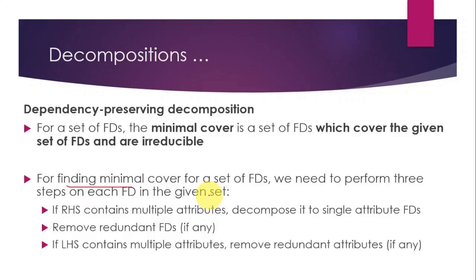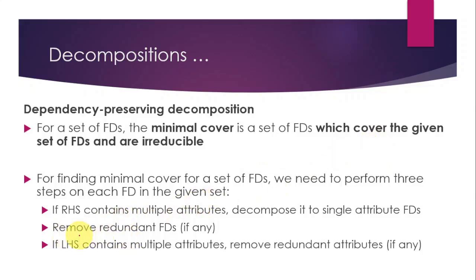There are three steps. The first one is: if the RHS of the FD contains multiple attributes, you should decompose it into single attribute FDs. That means if you have an FD like A to BC, you should convert this into A to B, A to C. Very simple thing. Just decompose the right hand side into single attribute FDs.